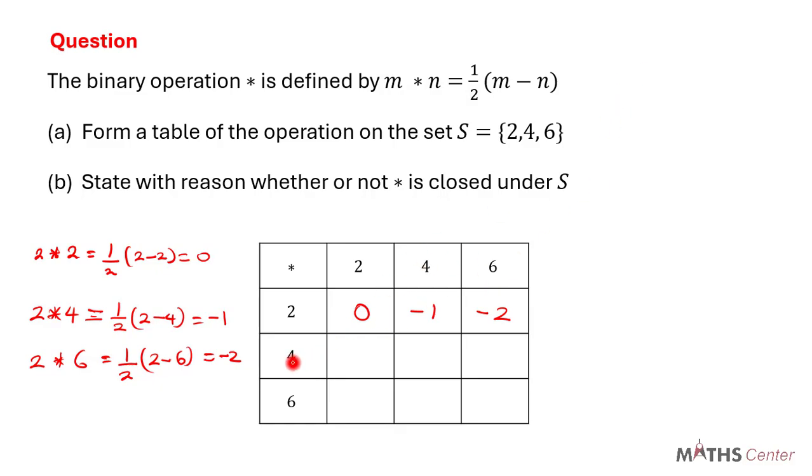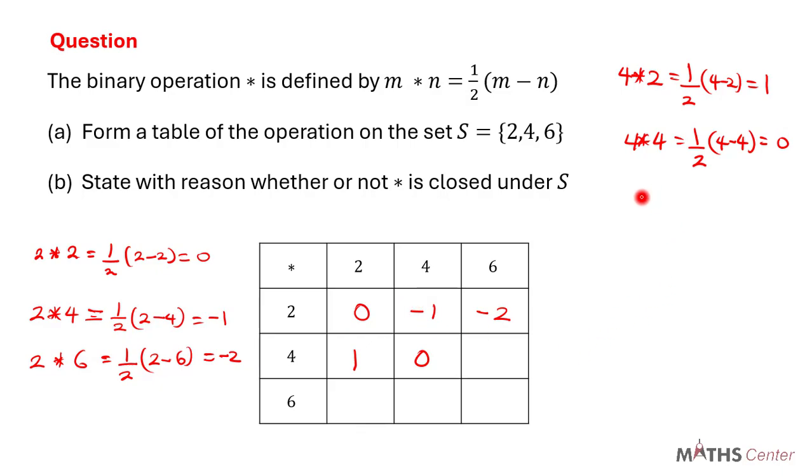The next one will be 4 star 2. By comparison, m will be 4 and n will be 2. So we are going to have half times 4 minus 2. 4 minus 2 is 2. Half times 2 will give us 1. The next one will be 4 star 4. By comparison, m will be 4, n will also be 4. 4 minus 4 gives us 0. Half times 0 gives us 0. So 4 star 4 is 0.